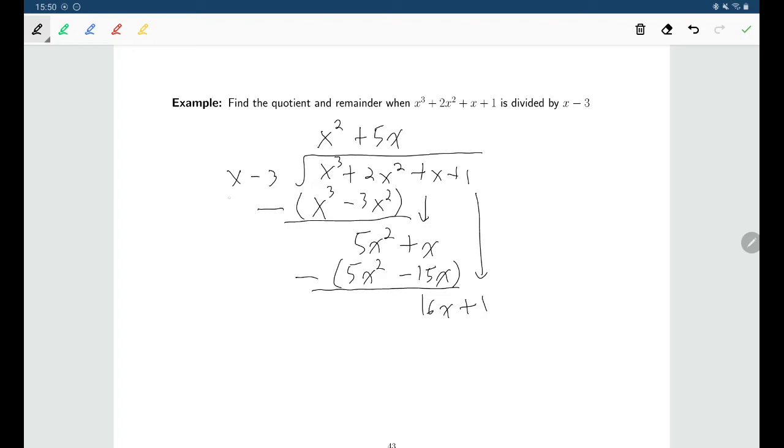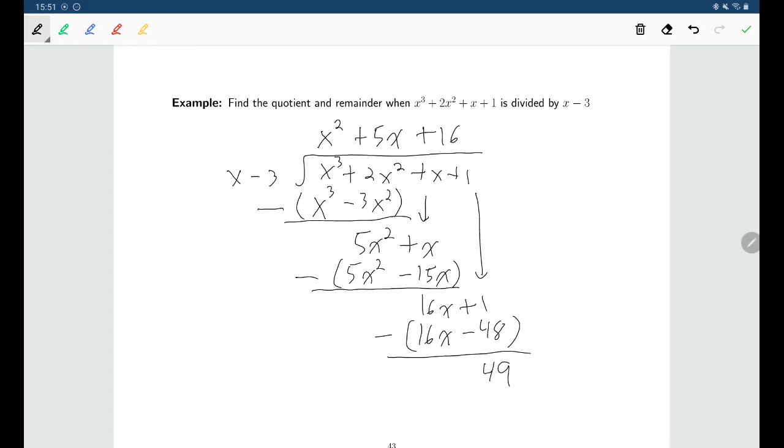So we ask ourselves, how many times does x go into 16x? It goes in 16 times. We multiply. 16 multiplied by x minus 3. 16 times x is 16x. 16 times negative 3 is negative 48. We subtract. And so we've got 16x minus 16x is gone. You have 1 minus negative 48. You have 1 plus 48, which is same thing as 49.